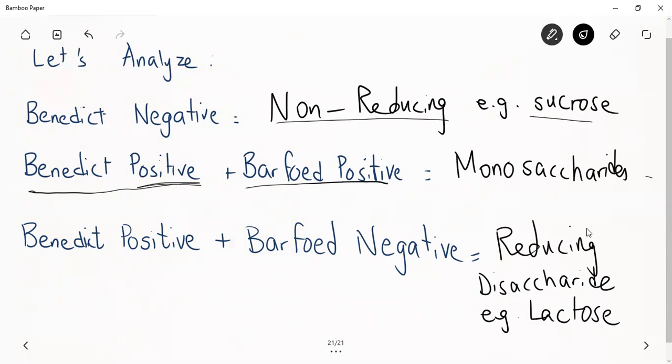Example, glucose, fructose. I have another unknown, beaker Z. I did Benedict, it was positive. When Benedict is positive, I have to do another test, which is Barfoed. Barfoed is negative. Benedict positive means a reducing sugar, and Barfoed negative means it's a weak reducing sugar, or not strong. So which one is reducing but not strong? That's reducing disaccharide, lactose.